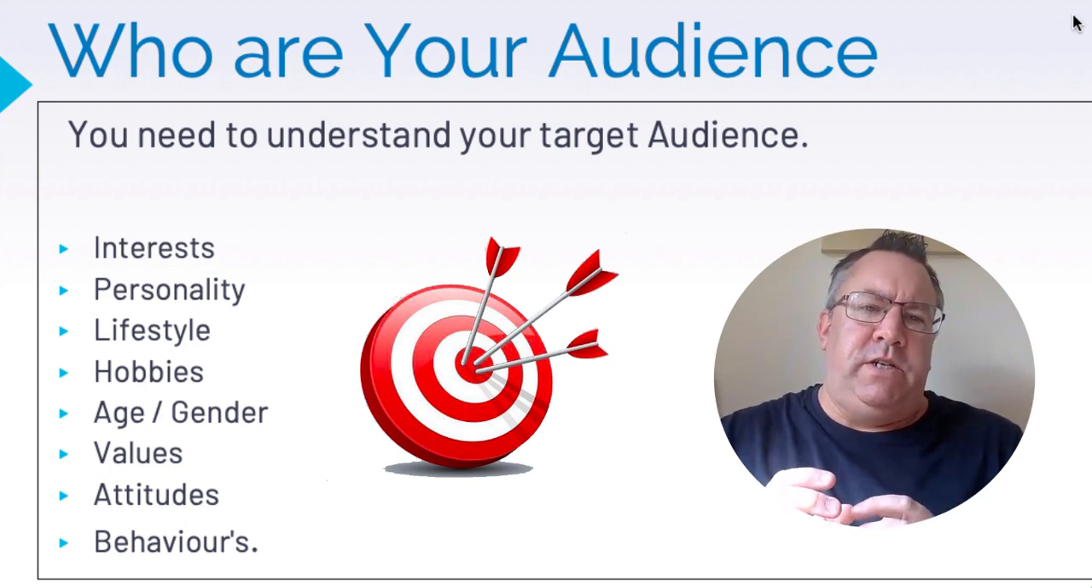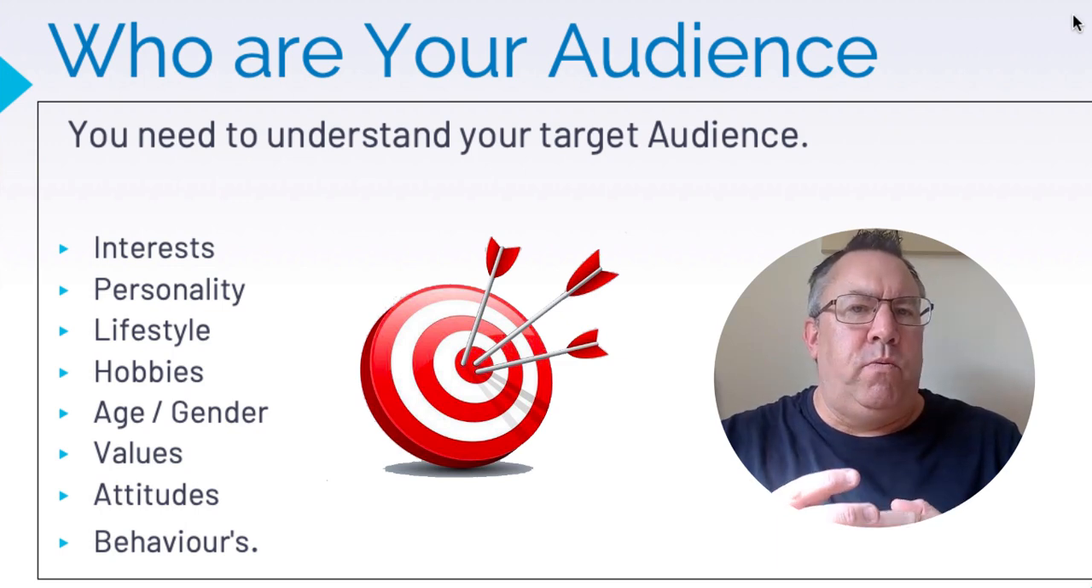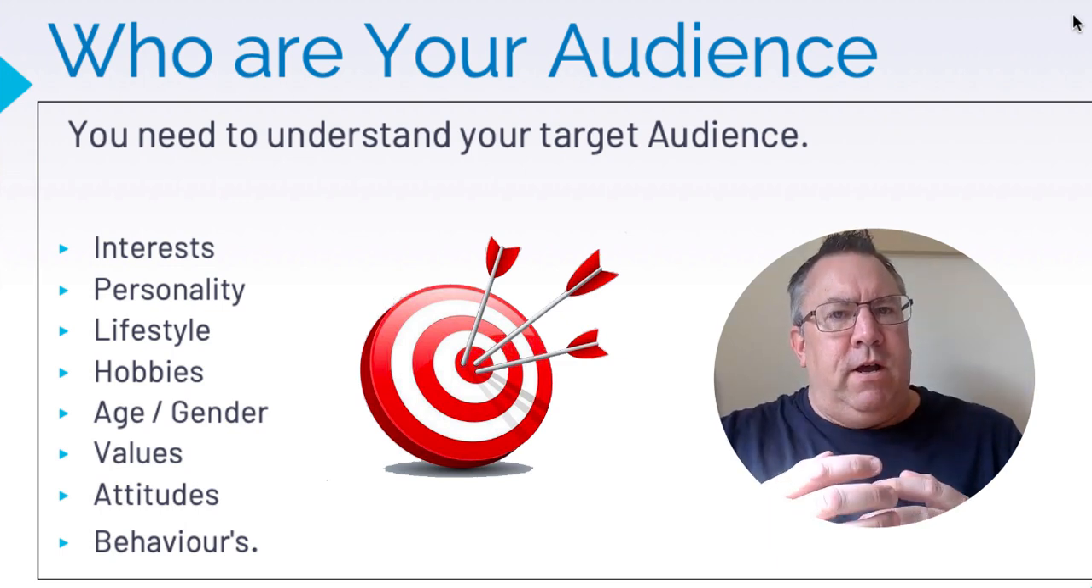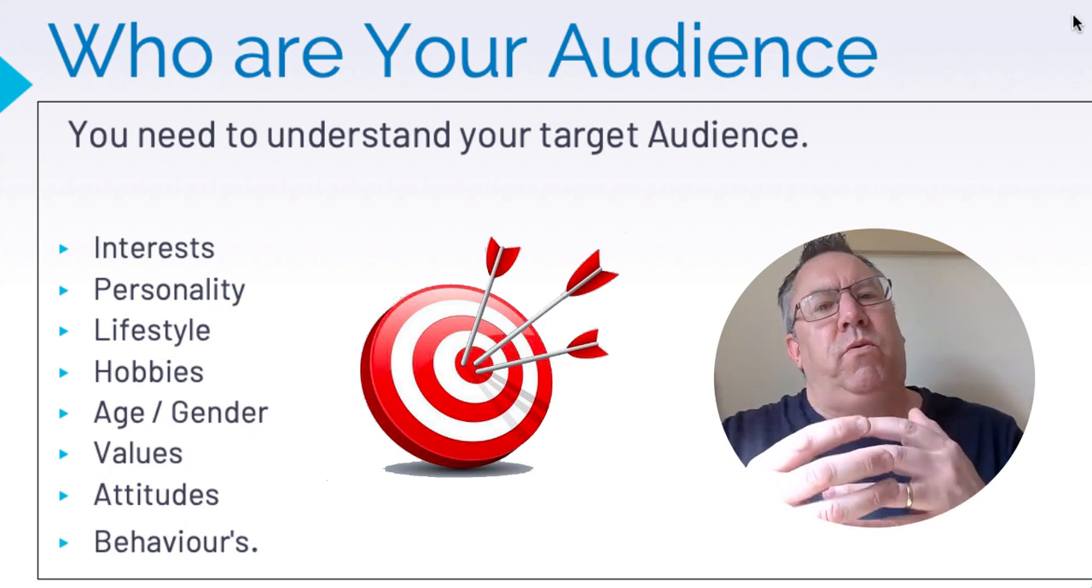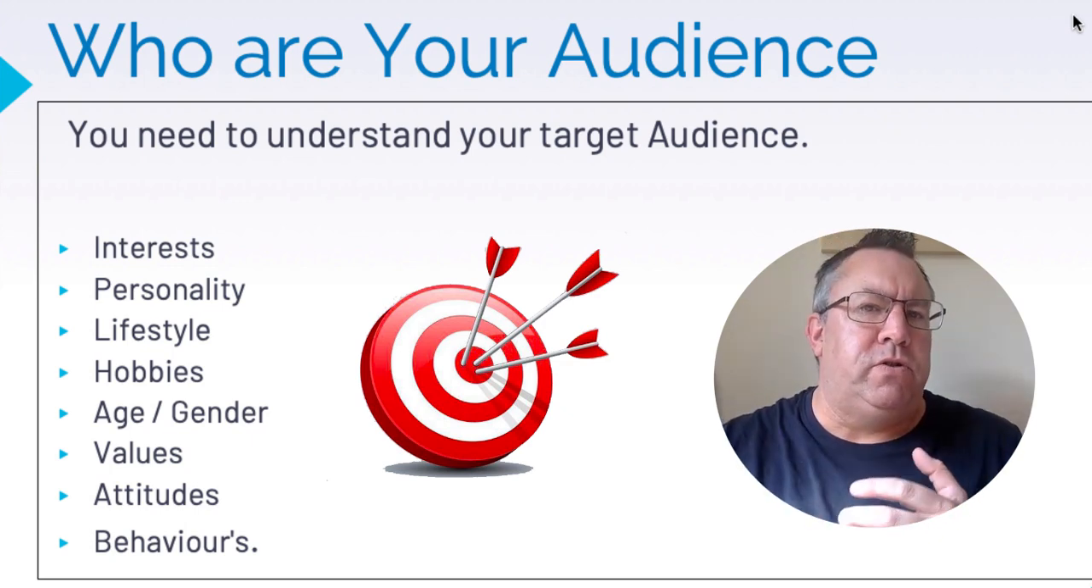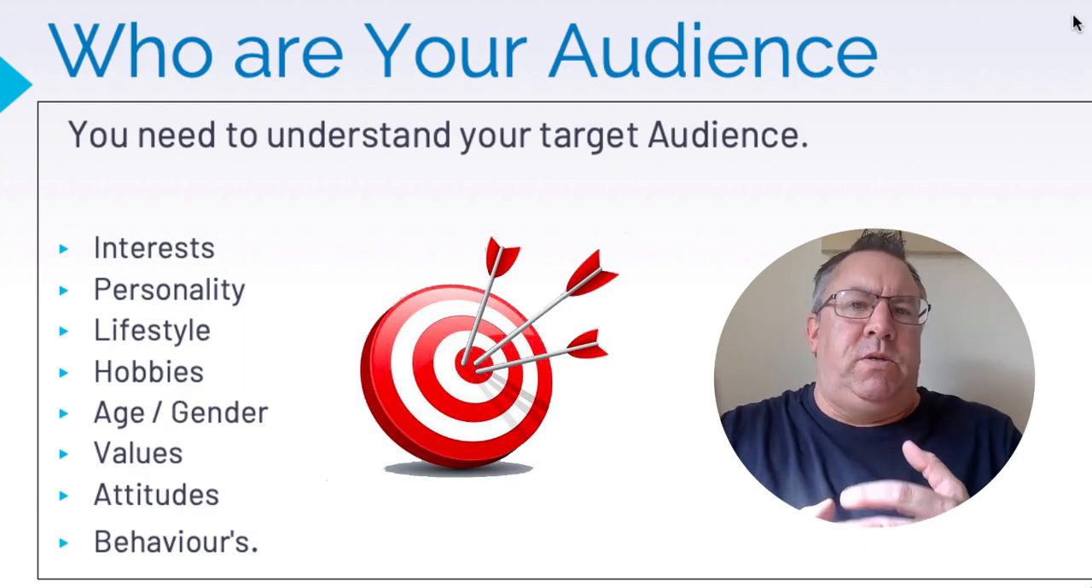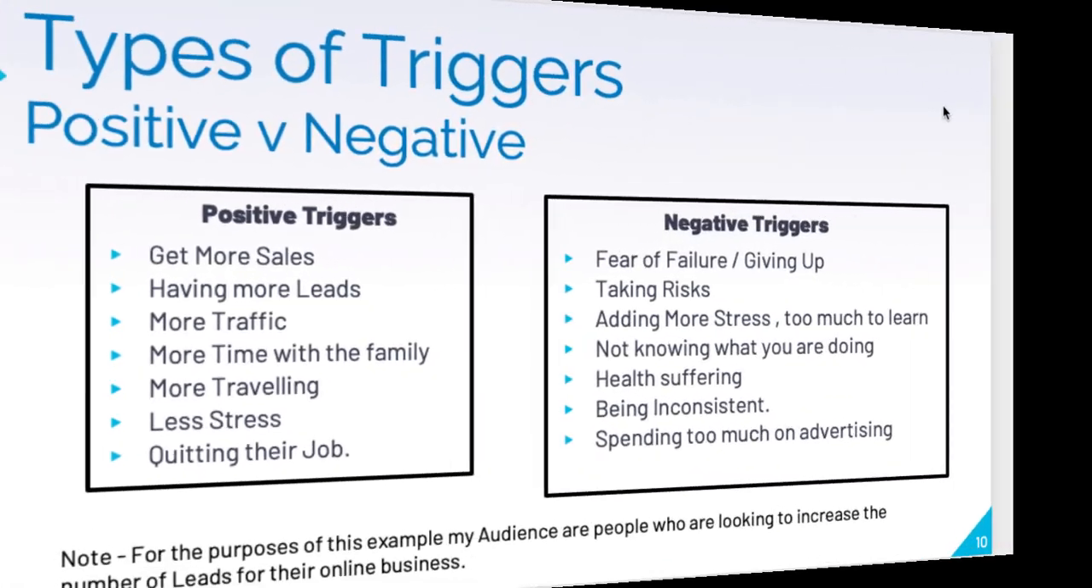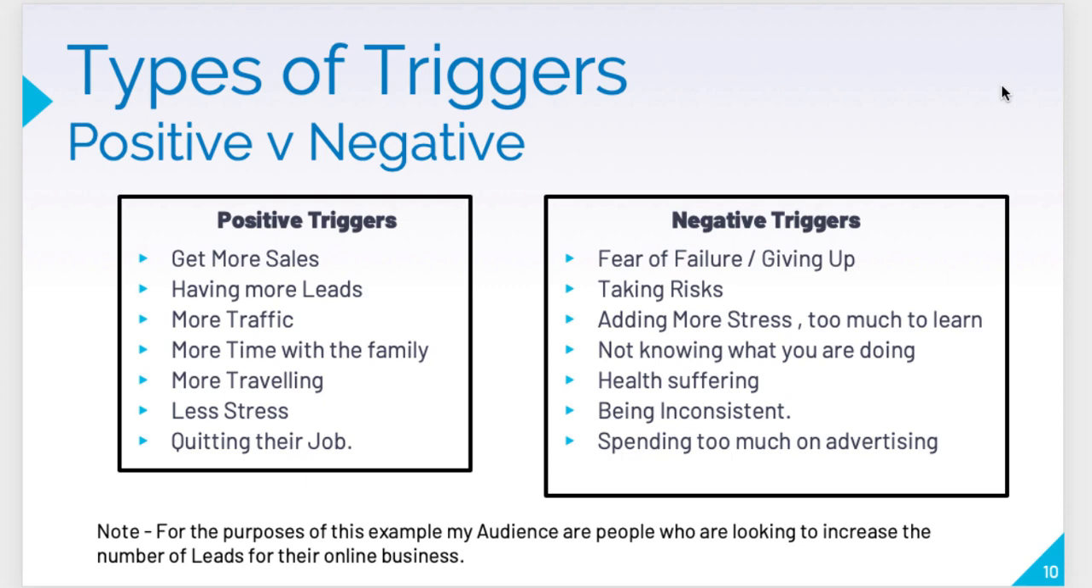Now, once we have this, we can start understanding what kind of things these folks want more of and what kind of things they want less of. And then what we call the emotional triggers, right? The triggers that make these people react in certain ways. So I just put together a few triggers here for the particular audience that I'm going to look at. My audience are people that are trying to increase the number of leads for their online business. So it's very important to understand that before you start doing triggers, right? Whatever you're trying to achieve with your particular lead magnet, you have to have an overall goal that you're trying to analyze.